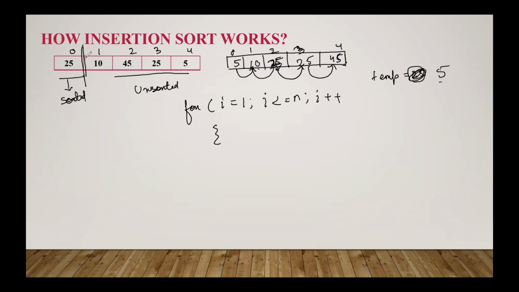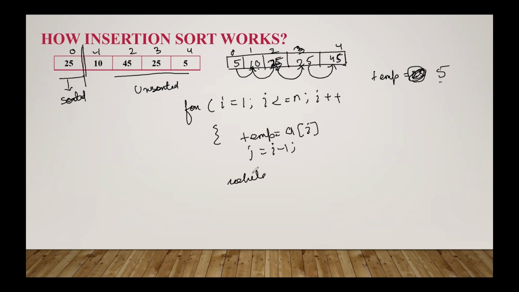Then the element at i we store as temp. So we store the value in temp. Then we have to make the j value. What is the starting point of j? If we reach here, we have to go to the previous element. So j equal to i minus 1.